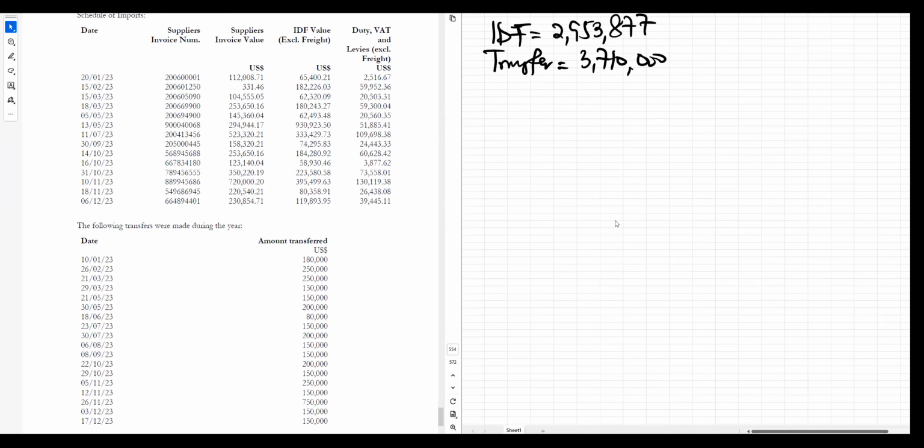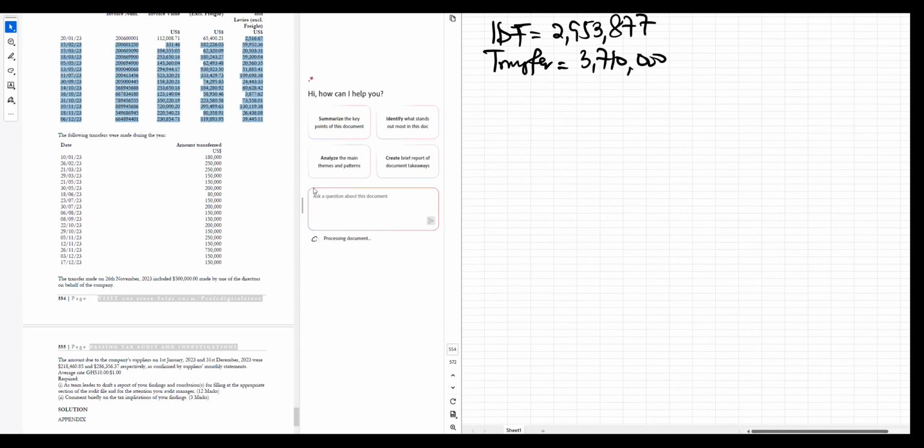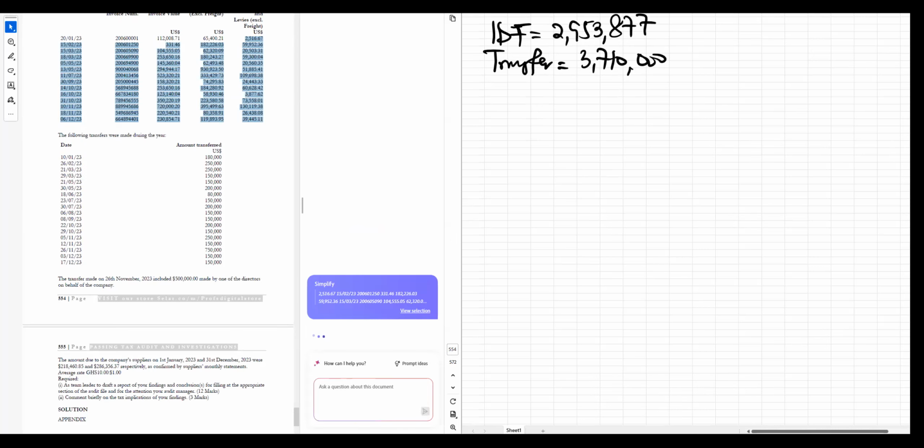Are we done now? But sir, which one is left? The supplies invoice value is not done. You've only given me the IDF. The duty and the VAT too is not done.